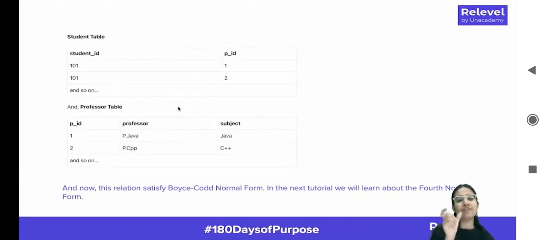The student table will just have the student ID and the professor ID. That means this student with the ID 101 is being taught by the professor with the ID 1. And the professor table will have the professor ID, the professor name, and along with that, the information about what subject is being taught by that particular professor. And now in this relation, we can say that Boyce-Codd normal form is being satisfied. Okay, and that's what the overall idea is.